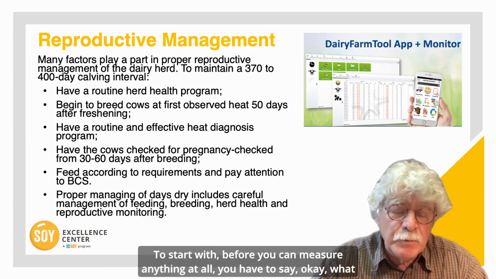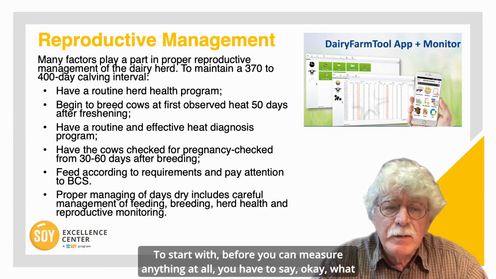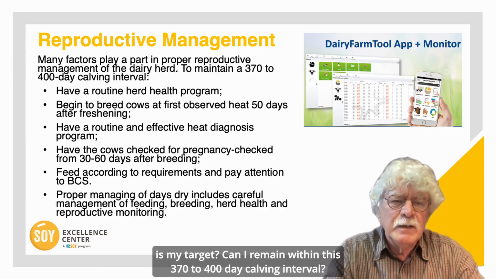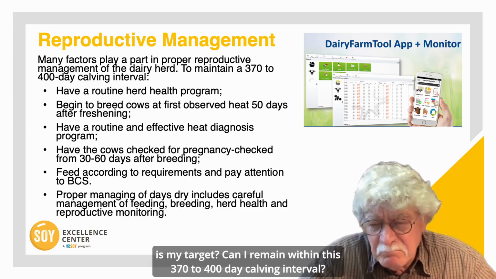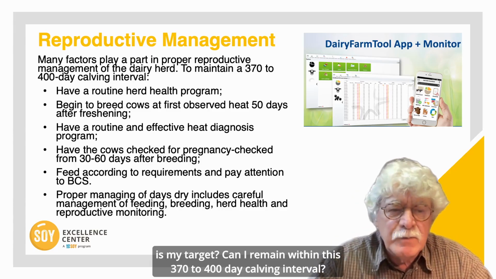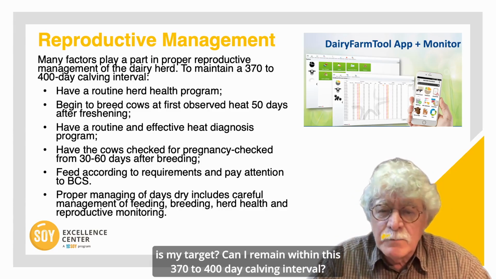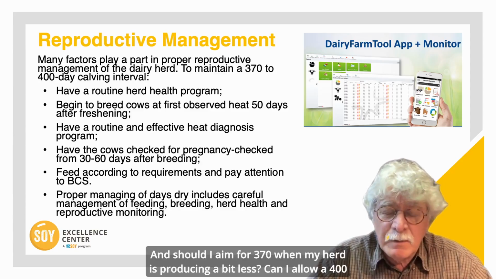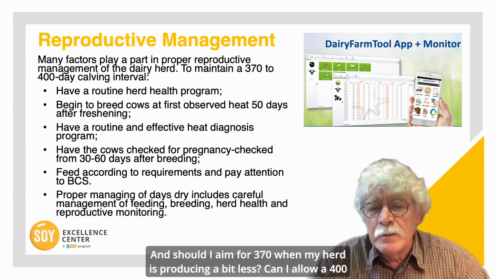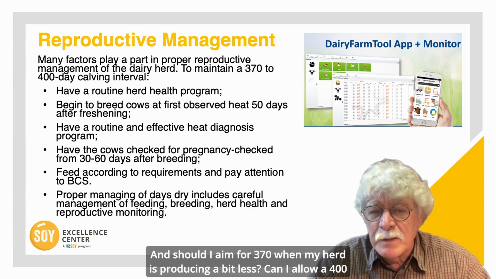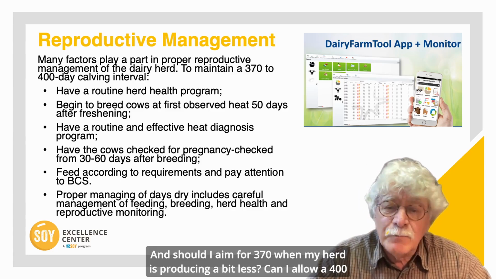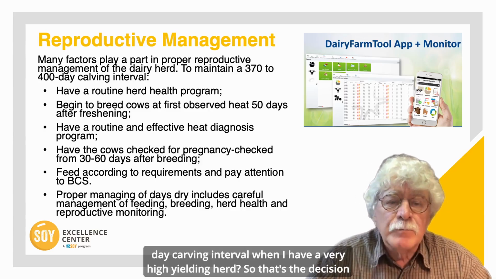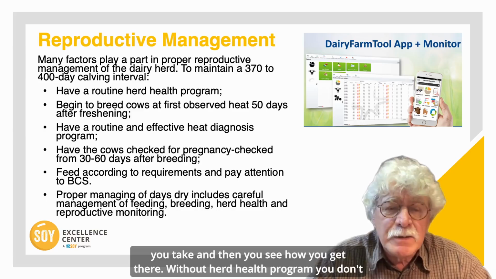To start with, before you can measure anything at all, you have to say, okay, what is my target? Can I remain within this 370 to 400 day calving interval? And should I aim for 370 when my herd is producing a bit less? Can I allow a 400 day calving interval when I have a very high yielding herd? So that's the decision you take, and then you see how you get there.